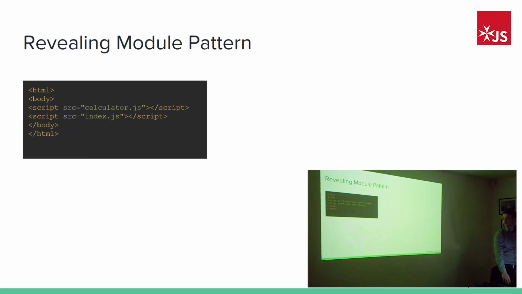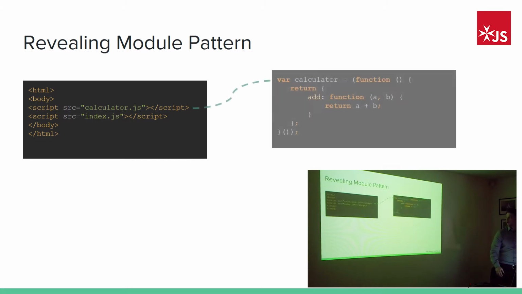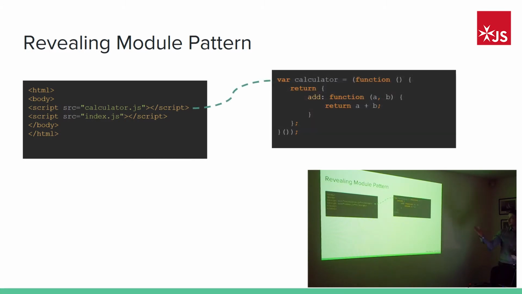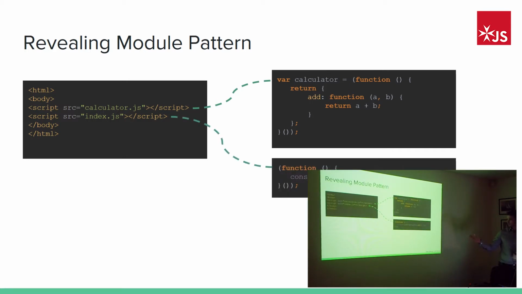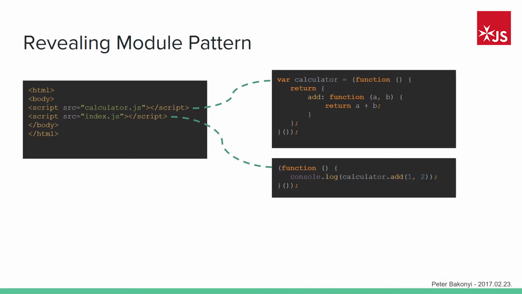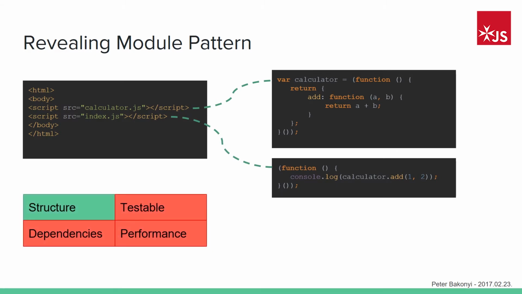And the next evolutionary step was the revealing module pattern, where we put our actual logic in a file. Let's say this is the calculator that can add two numbers. And we created another module that uses that functionality. And like that, we had at least some kind of structure in our code. But it was still bad, because as you can see here, the dependency is hard-coded, so we cannot really test this code.